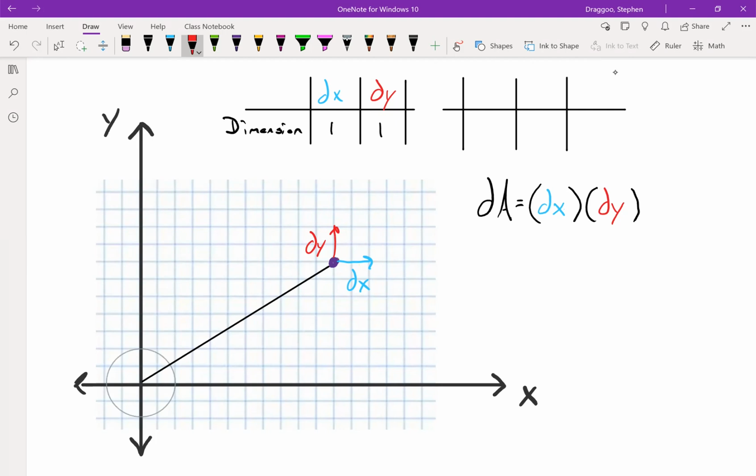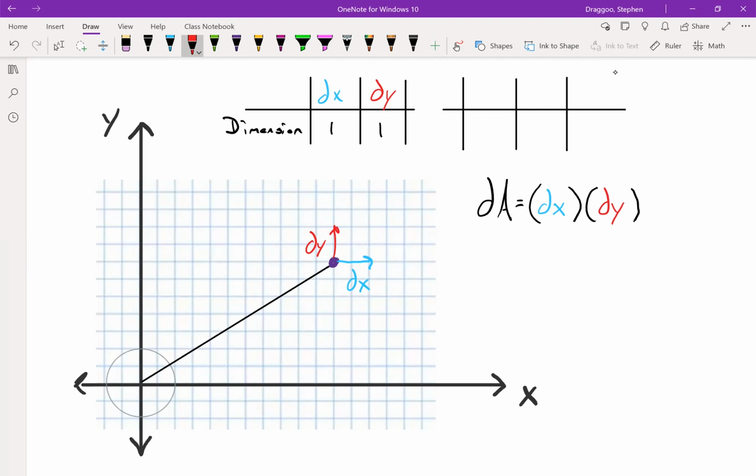So if we look at each of dx and dy, both of those are going to have a dimension of 1, since they just measure the change in a single direction, in the x direction for dx, the y direction for dy. So the product of dx and dy will give us a dimension of 2, which is exactly what we want for the area, because dA should have a dimension of 2 since it's measuring an area.